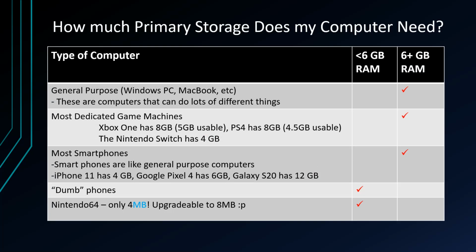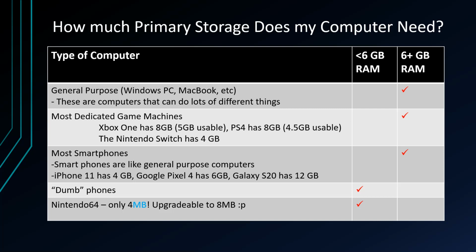Last but not least, how much primary storage does my computer need? So the last one was how much do I need based on the software I use. Now let's talk about your computer. Now every computer has base functionality. So what is the amount of RAM it requires to run its base functionality? So if we're talking your standard computer, Windows PC, MacBook, things like that, these computers do a lot of different things. So you're probably going to need more than 6 gigabytes because they're doing all these things simultaneously.